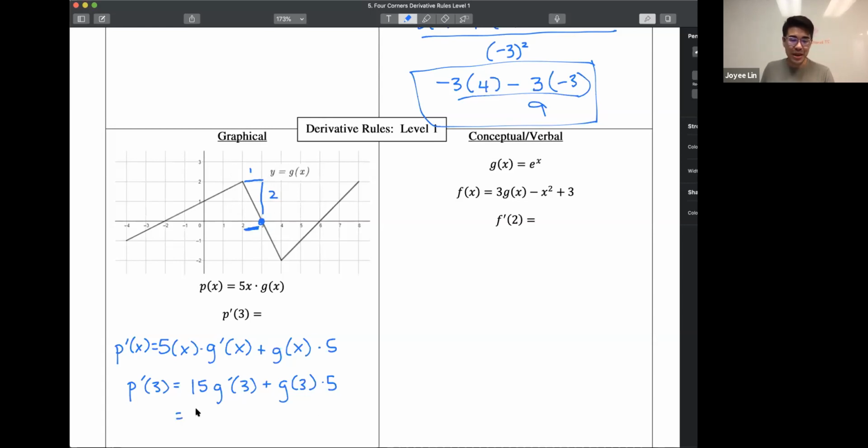So then we can go ahead and plug in 15 times -2. Right, and then we have G of 3. G of 3 is 0. 0 times 5. And then that would be an acceptable answer.